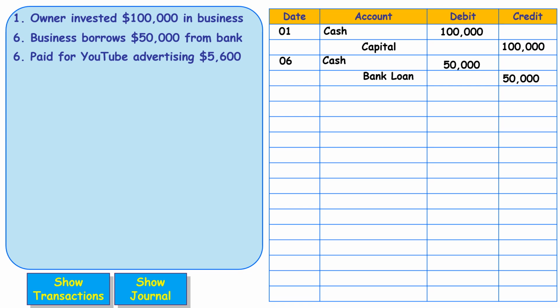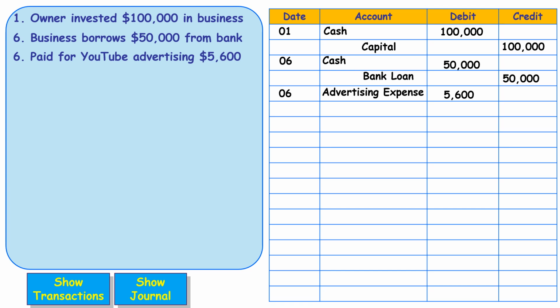So on the same date, this business paid for YouTube advertising 5,600. Let's enter the date first in the date column. And now we have to figure out what the name should be for the debit line. Since it's advertising, and advertising is one of the costs of running the business, it's an expense. An increase in expense would be debit. So we will choose the name advertising expense and debit the amount 5,600.